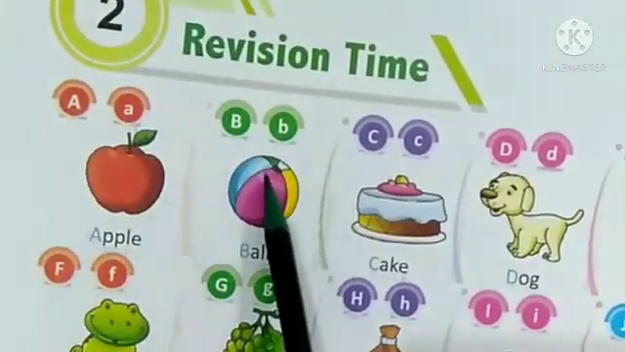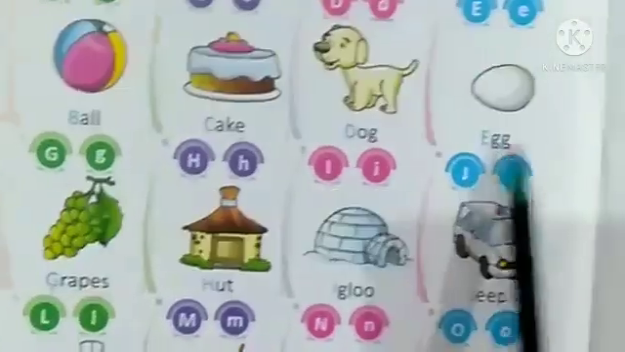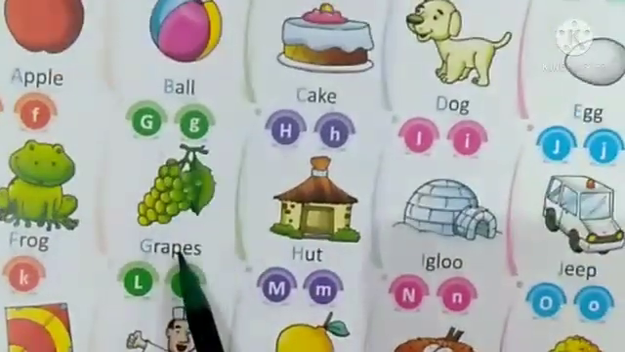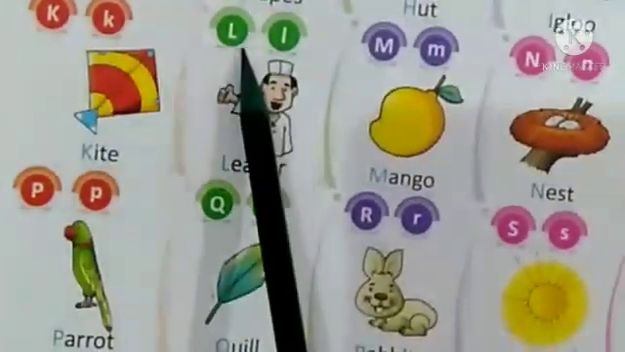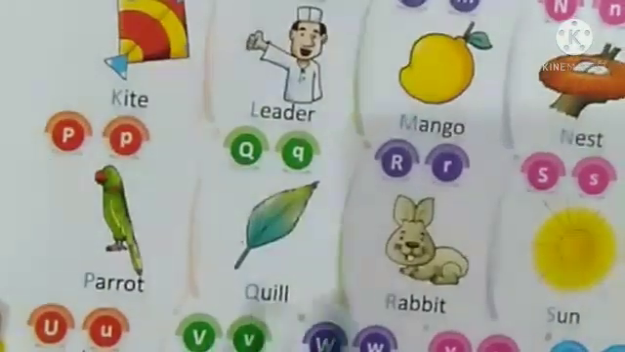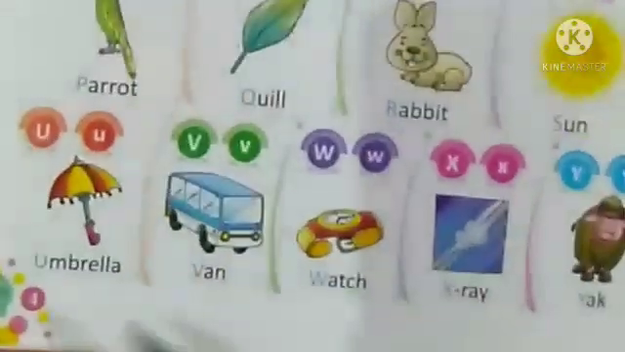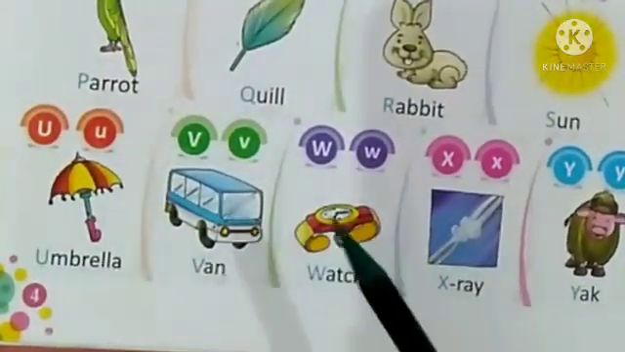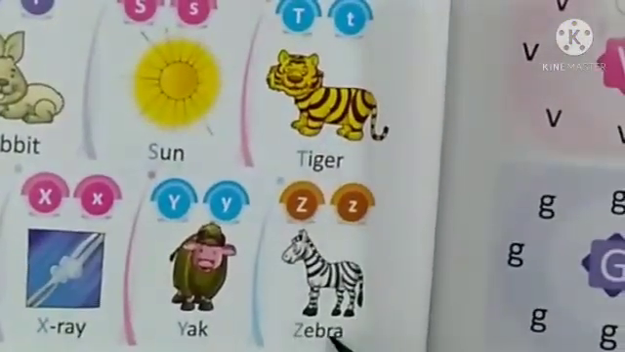A for apple, B for ball, C for cake, D for dog, E for egg, F for frog, G for grapes, H for hut, I for igloo, J for jeep, K for kite, L for leader, M for mango, N for nest, O for orange, P for parrot, Q for quill, R for rabbit, S for sun, T for tiger, U for umbrella, V for van, W for watch, X for X-ray, Y for yak, Z for zebra.